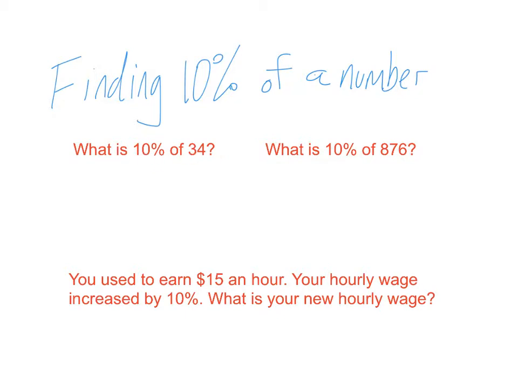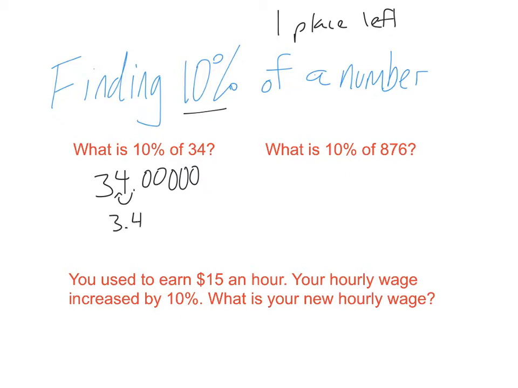Okay, so the trick for 10% is you move the decimal one place to the left. Now, where's the decimal in 34? Well, we know 34 is actually 34.0 or 34.00, and on and on and on. So 10% means one place to the left. So I'm just going to move this decimal right there, and my answer is 3.4. That is 10% of 34.